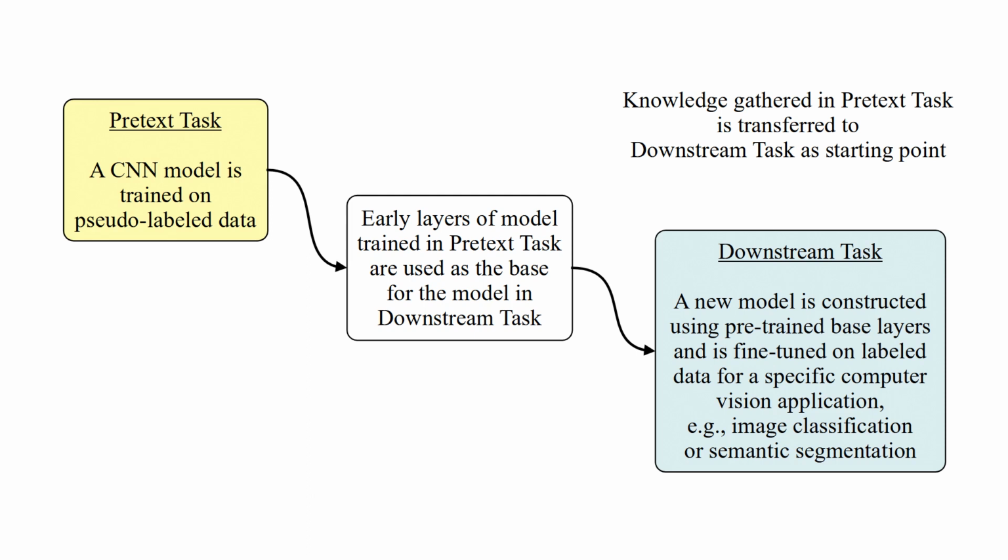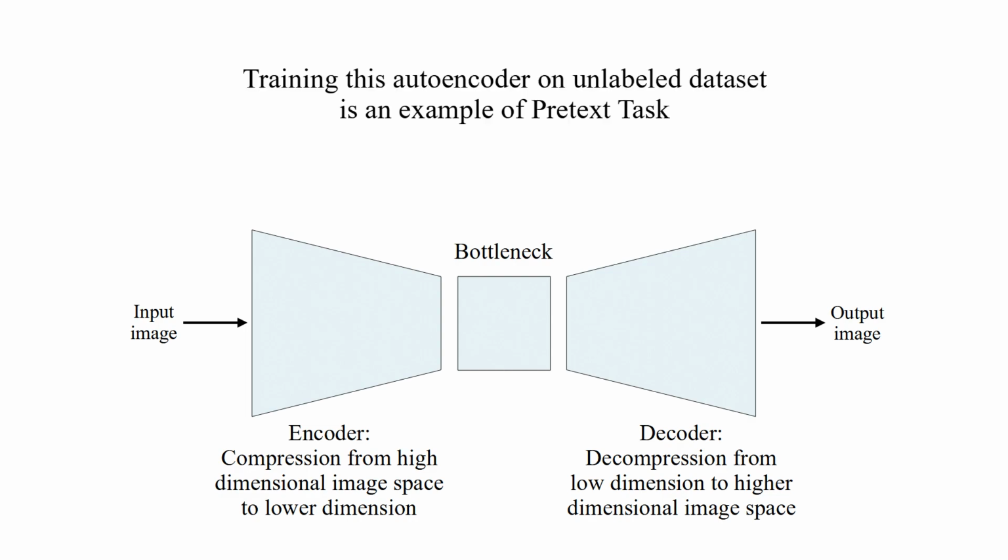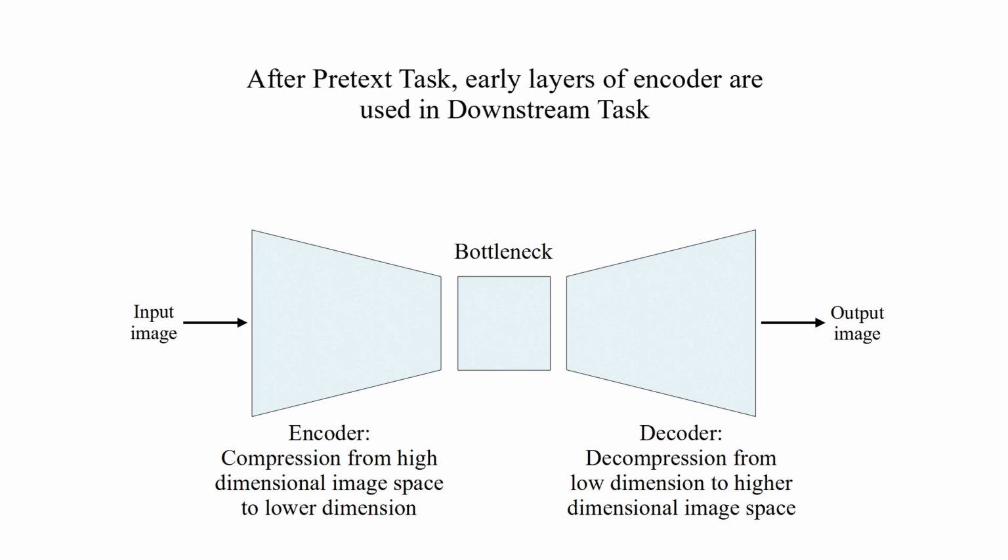Knowledge gathered in Pretext task is transferred to Downstream task as starting point. If labeled data is limited for Downstream task, this is not a problem. Because heavy lifting is done in Pretext task using probably large amount of unlabeled data. Training this autoencoder on unlabeled dataset is an example of Pretext task. After Pretext task, early layers of encoder are used in Downstream task.